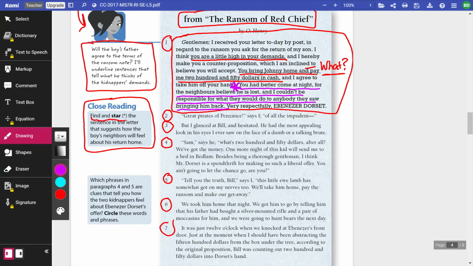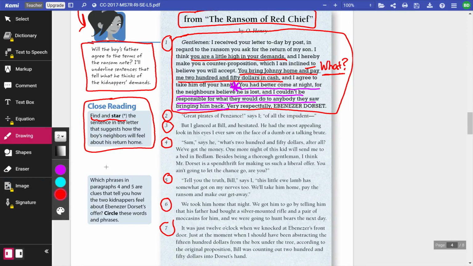So that just means that the neighbors dislike Johnny so much that they don't really want him to come back. The boy's father thinks that if they were to bring Johnny back in broad daylight, the neighbors would see, and they might try to chase off the kidnappers and Johnny because they don't want Johnny to come back. So the neighbors don't really like him very much. That tells you a little bit about the boy's character. We know the kidnappers can't handle him, so why would the neighbors be able to?